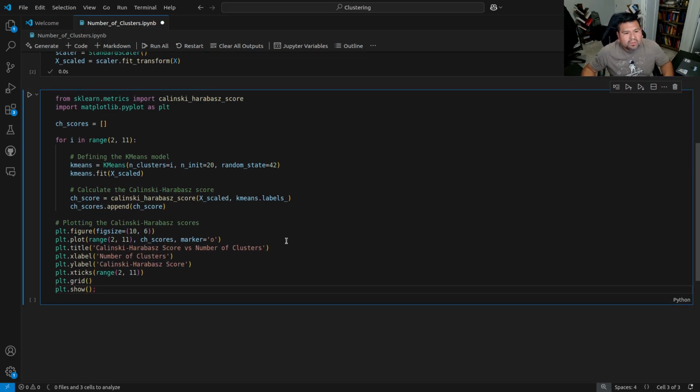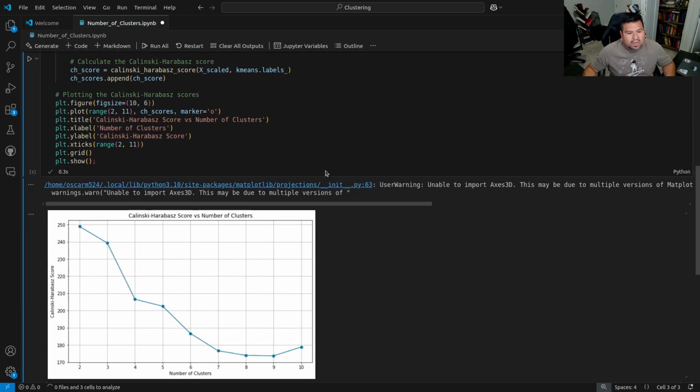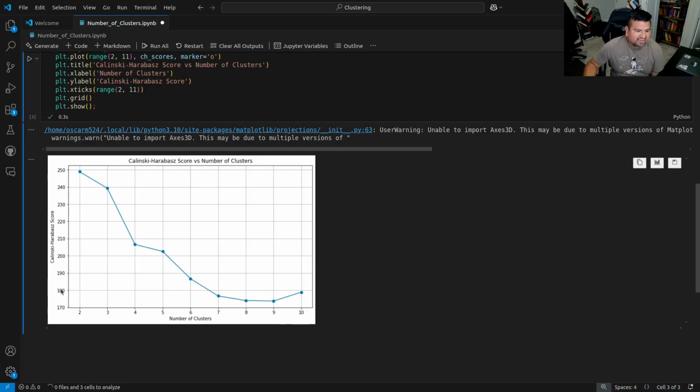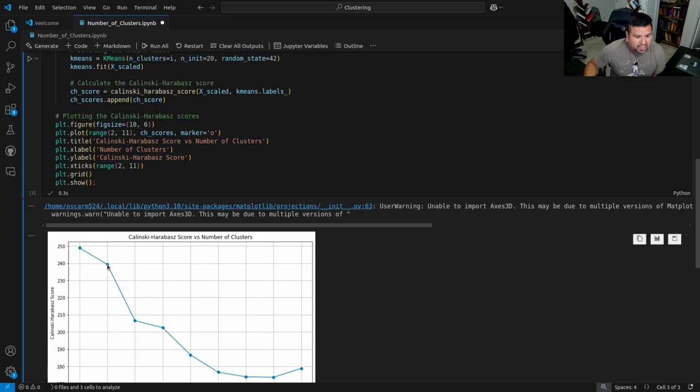Okay, so I think that will do it. So let's run this. And here we have the results. On the x-axis, we have the different number of clusters that we are considering, going from 2 all the way to 10. And on the y-axis, we have the Calinski Harabasz score.